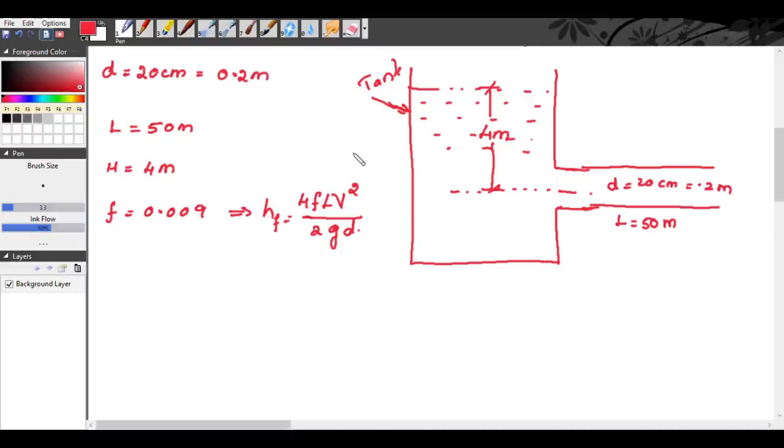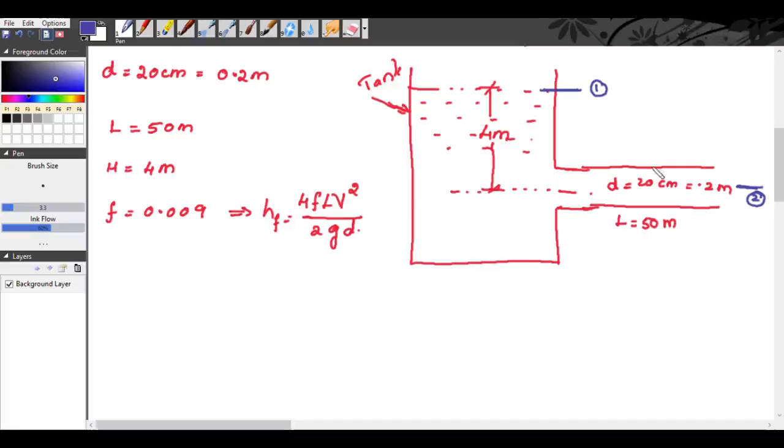We will apply the Bernoulli's equation at two sections. We will take our section 1, the first section, at the top surface of water in the tank. And the second section can be taken at the outlet of the tank. So, when we consider these two sections, we apply the Bernoulli's equation at the top water surface of the tank and at the outlet of the pipe.